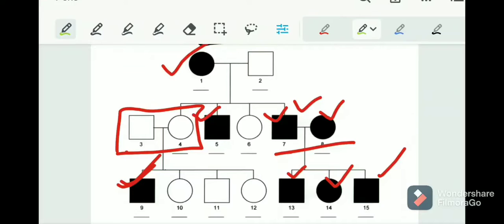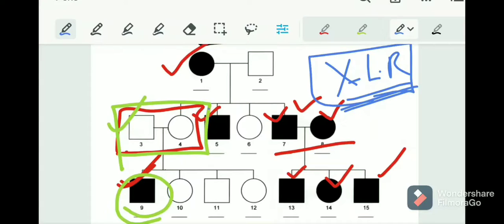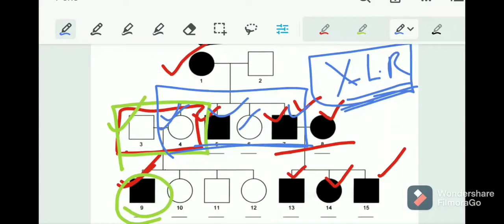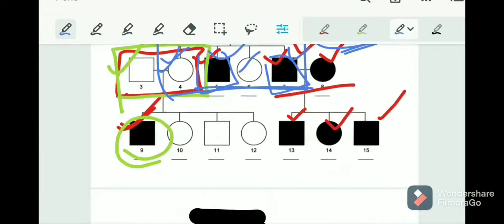See here, one generation is skipped. That is, this affected male has unaffected parents. So this is X-linked recessive. And what I told in X-linked recessive, males are more affected. See, in this generation both the daughters were spared, but the males are affected. So this is X-linked recessive. Now the next one.